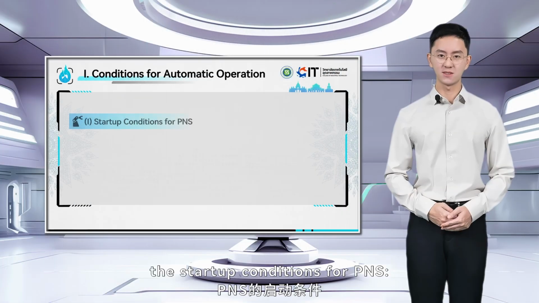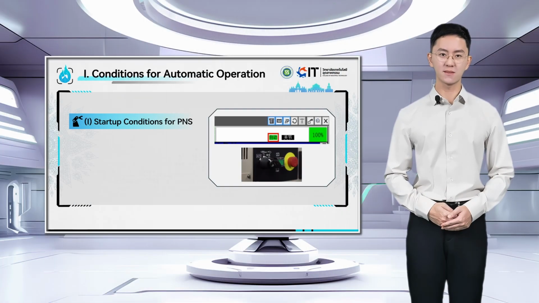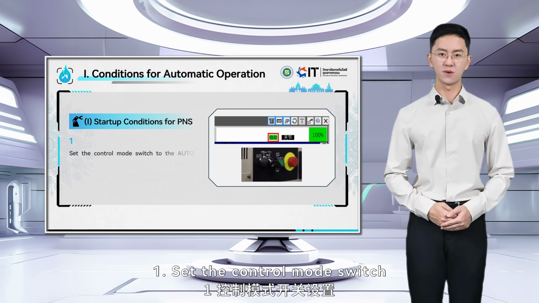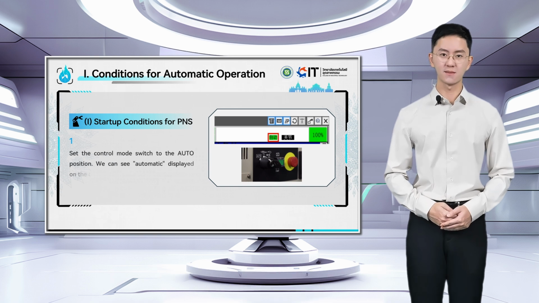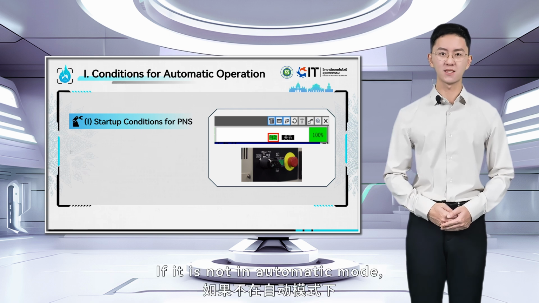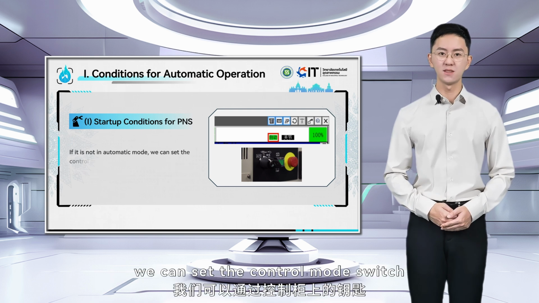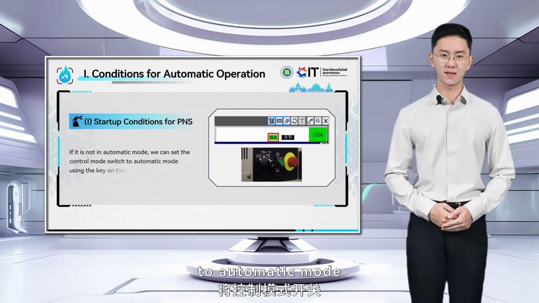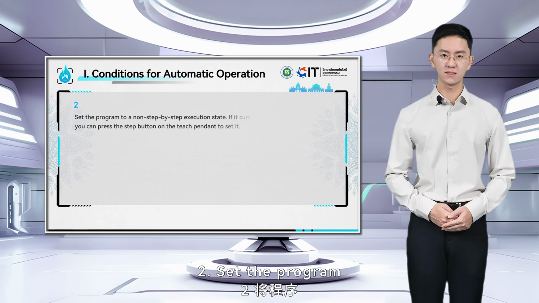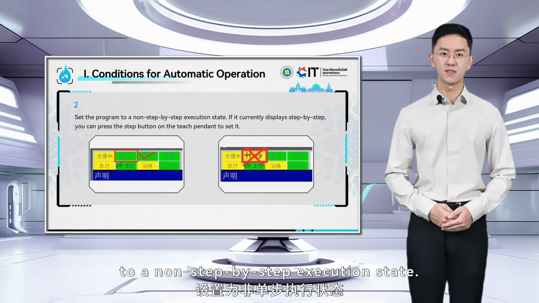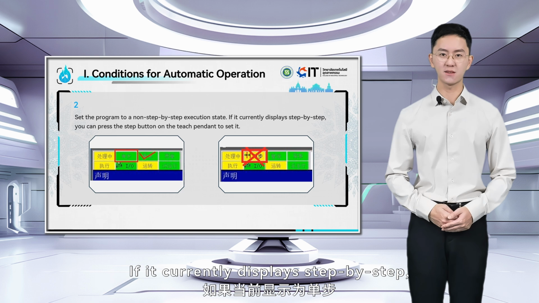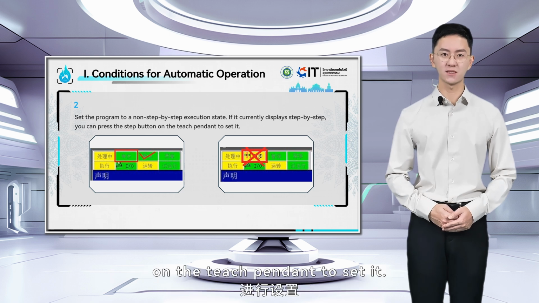Now, let's look at the startup conditions for PNS. 1. Set the control mode switch to the auto position. We can see automatic displayed on the teach pendant. If it is not an automatic mode, we can set the control mode switch to automatic mode using the key on the control cabinet. 2. Set the program to a non-step-by-step execution state. If it currently displays step-by-step, you can press the step button on the teach pendant to set it.